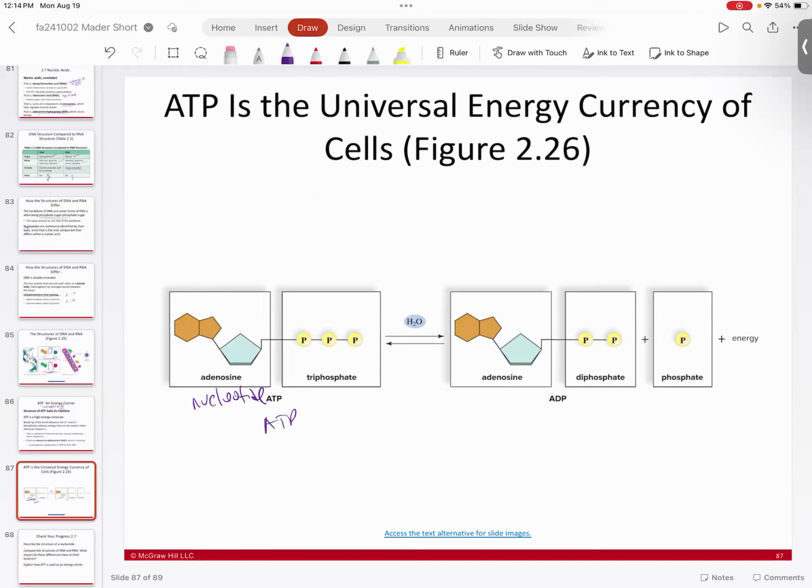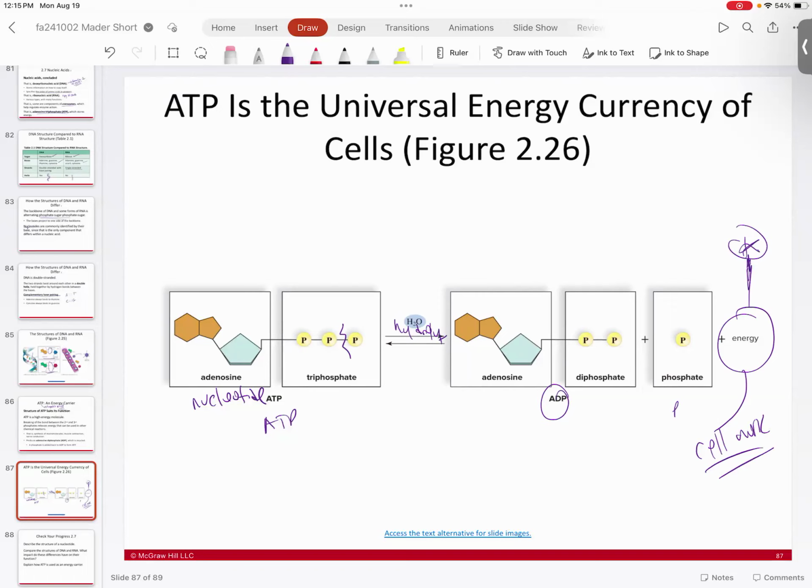Then what's going to happen is you're going to hydrolyze the ATP. You're going to take off one of those phosphates. And when you do, you have ADP plus phosphate, and this is the piece that you get energy from. So this is the piece that you really want. That basically allows you to do cell work, whatever that happens to be.